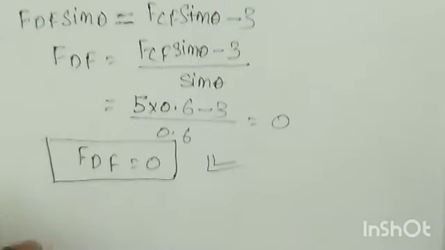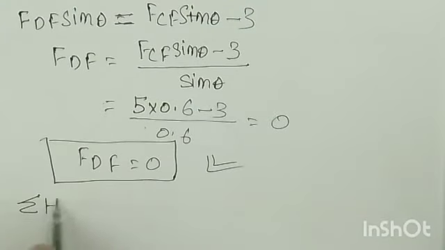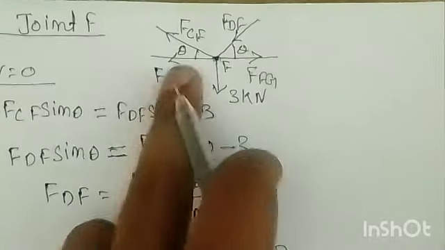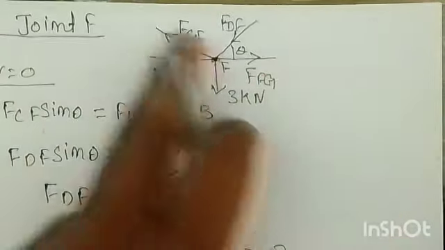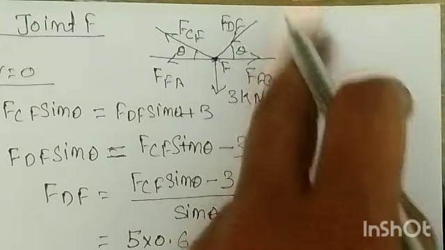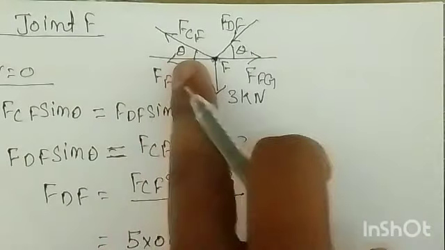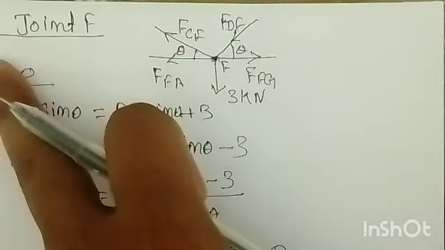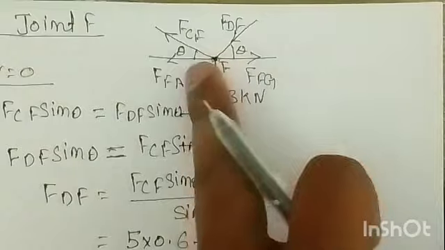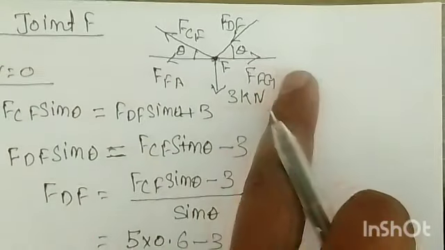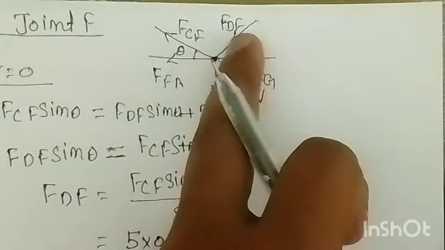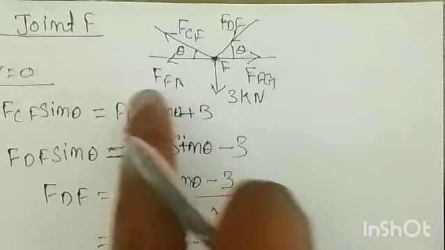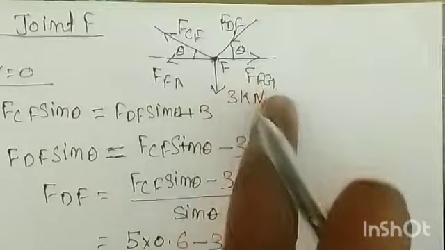So you can say next, summation of H is equal to 0. Summation of H is equal to 0 means what? This is horizontal, this is horizontal, its horizontal component and its horizontal component. But if you look, this is going left, its arrow is like this, so its horizontal component will also be left. Its arrow is also downward, so this is also going left, and this is balanced. So it means that the FDF horizontal component, FCF horizontal component and FFA should be equal to FFG, right?